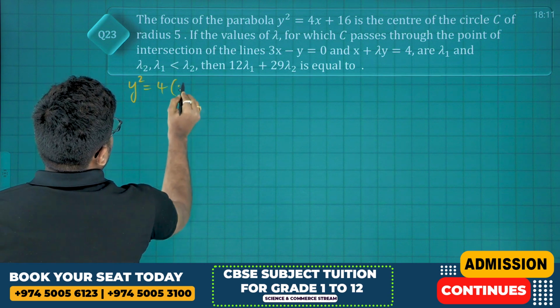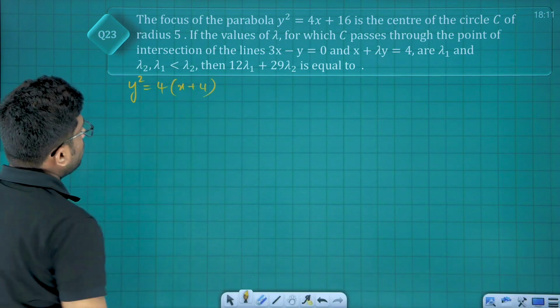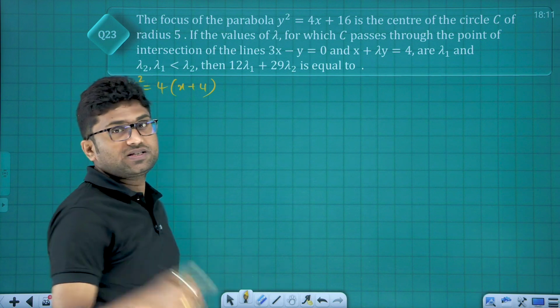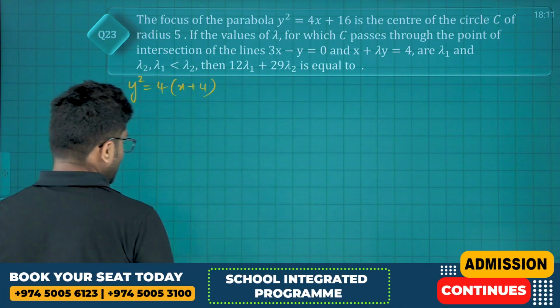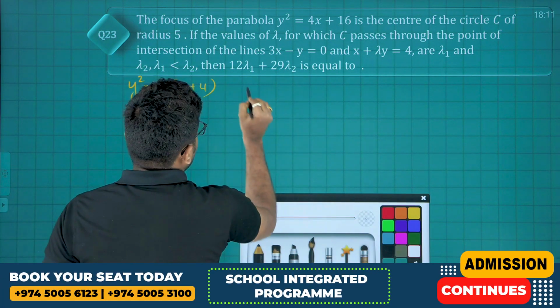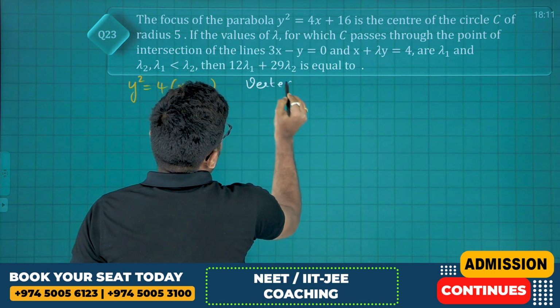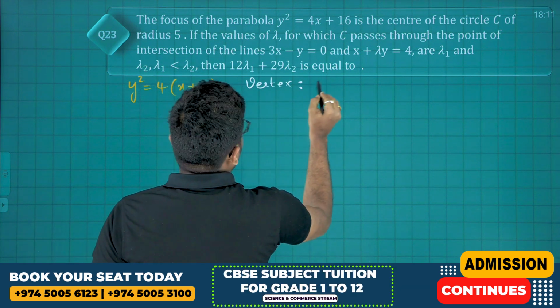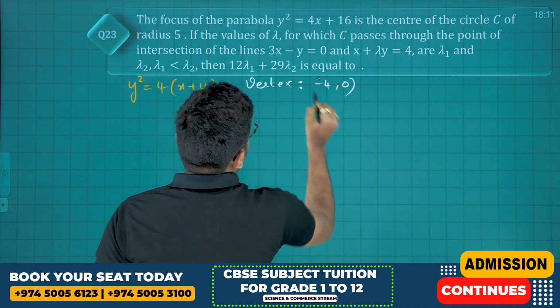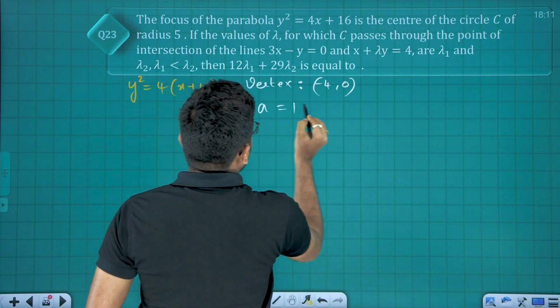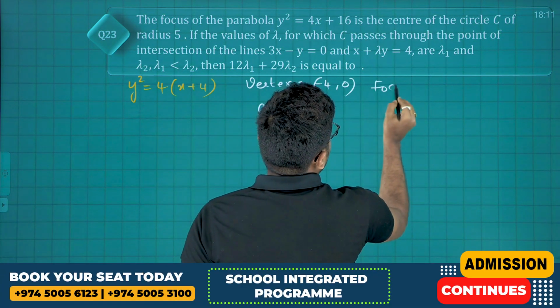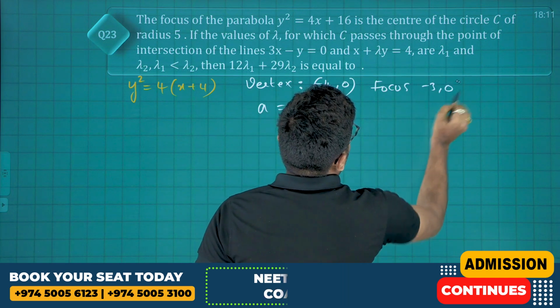4 comma x plus 4. So what is the focus of this? It is a plus h comma k. Here the vertex is minus 4 comma 0 and a is equal to 1. Therefore the focus is minus 3 comma 0.